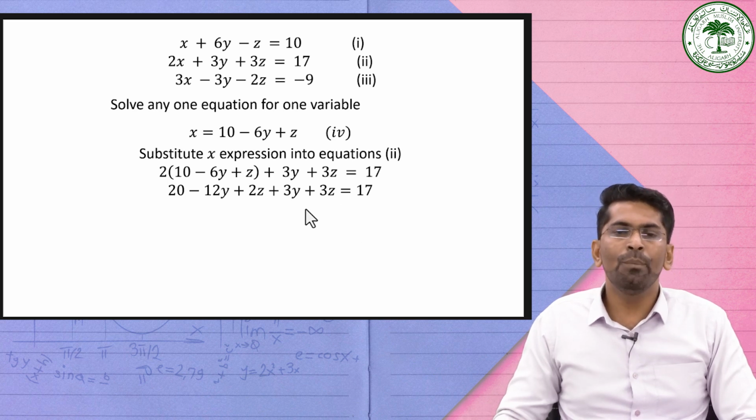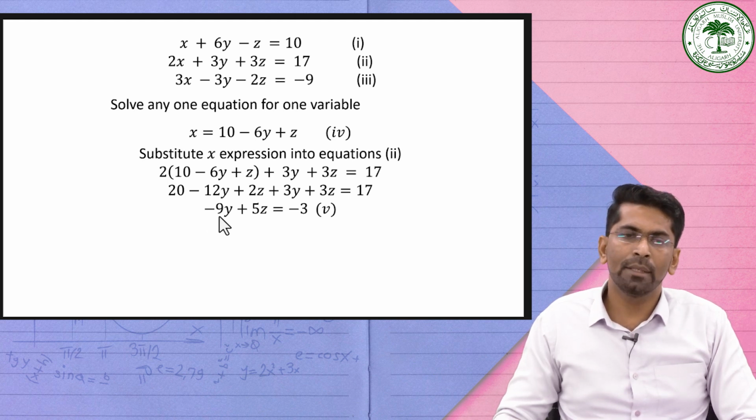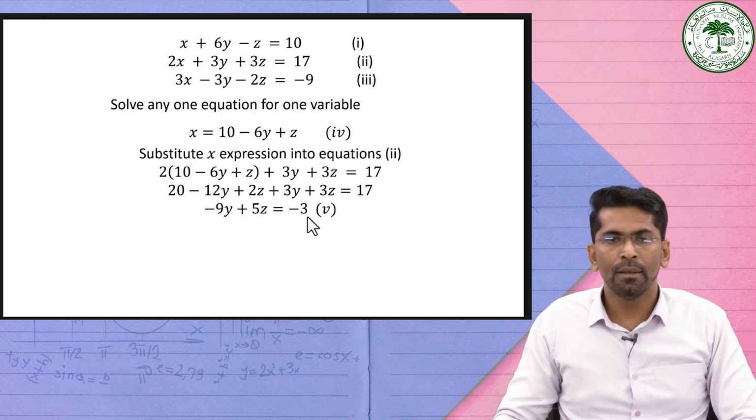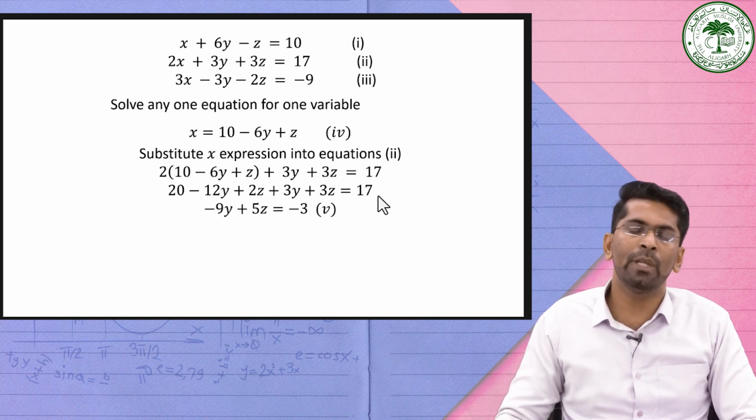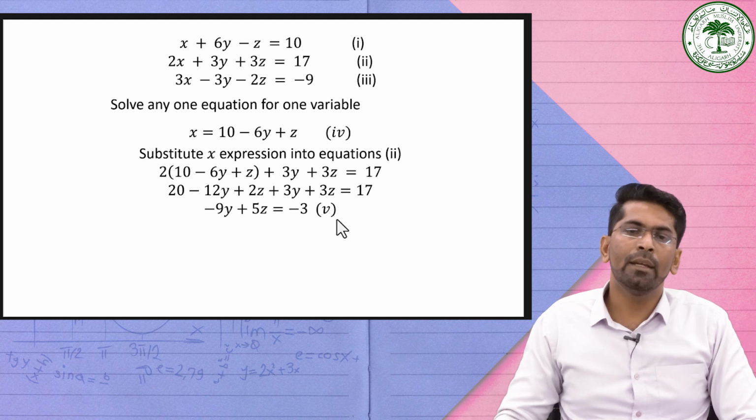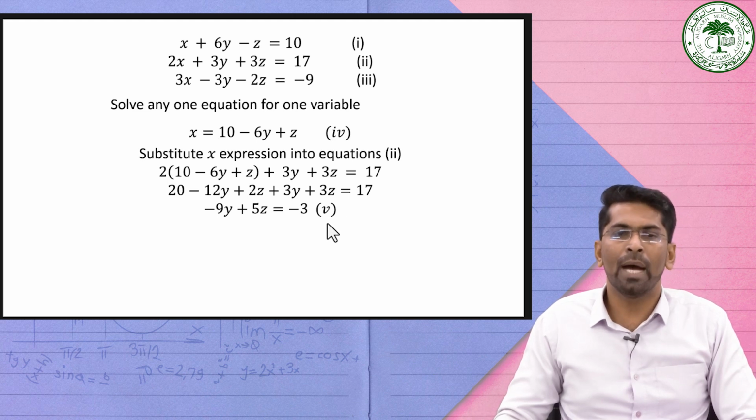Now we are going to simplify this equation. See, minus 12y plus 3y is equal to minus 9y, 2z plus 3z is equal to 5z. Then we have 17. Here it is plus 20, which will become minus 20 when you take it to the right hand side of the equation. So it is minus 3. I am denoting this as equation number 5.